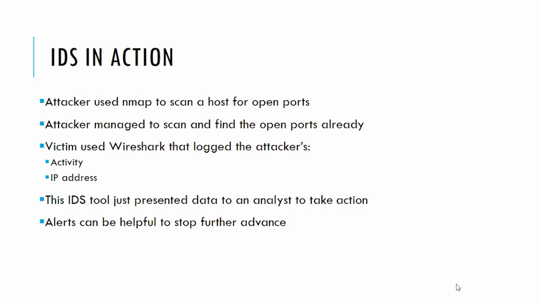The IDS tool used, which is here Wireshark, presented data to an analyst to take action. It is just a data presenter. It is just an alarm system, just something that said that so and so happened at 7 or 8 o'clock or something like this. It says that the attacker whose IP address is so and so has logged into your system at the time so and so, which means that you should act according to this alert. You should harden your system according to this alert. Alerts can be helpful to stop further advance of the attackers and to log some forensics against the attacker, to know more about the attacker and to act accordingly.